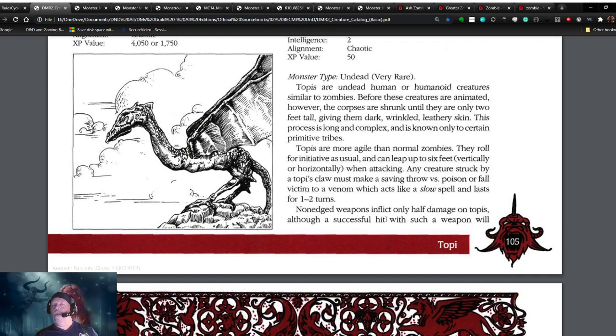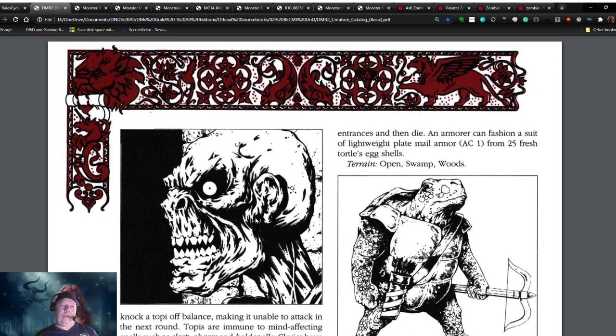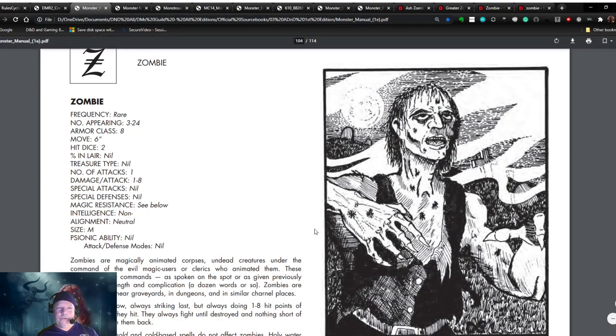Now, there was a time unit in this rule set called a turn, and a turn was 10 minutes. So that means that you are slowed for 10 to 20 minutes. You either make your save or you're not going anywhere fast for a while. Non-edged weapons inflict only half damage on topies, although a successful hit with such a weapon will knock a topie off balance, making it unable to attack the next round. And they're immune to mind-affecting spells such as sleep, charm, and hold. And clerics have the same chance of turning topies as of turning wights. So they are a little tougher than your average zombie, but they are still zombie-like creatures.